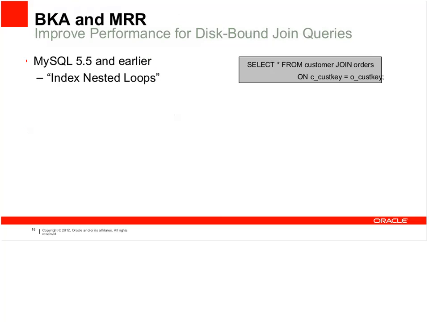Another example where we've made some improvements, we call these features BKA and MRR, that's batched key access and multi-range read. And again, I think it's important to look at the focus. So this is for disk-bound queries. This goes back to really large queries where your data is not going to fit in RAM and trying to improve MySQL performance on that type of query.